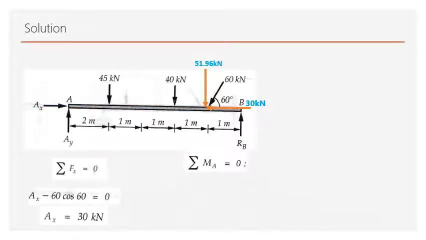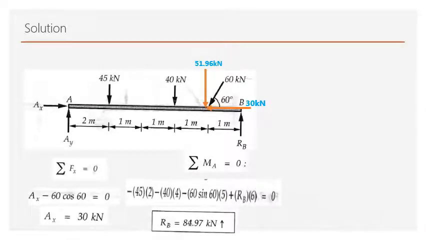and the reaction that produces anti-clockwise moment, minus RB into the total span. Total span is 6 meter, minus RB into 6. So RB is equal to, you get it as 84.97 kilonewton.